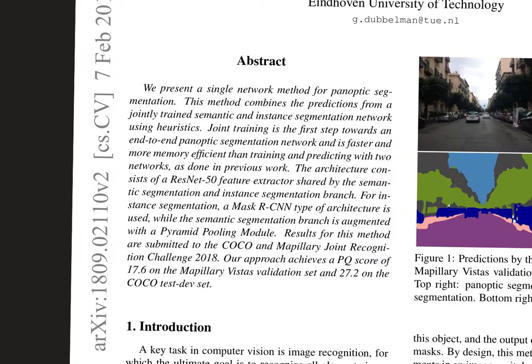The key point here is that this is a single network method. And again, the idea is to combine the results of a semantic segmentation network and instance segmentation network by using heuristics that we'll talk about. It uses a ResNet50 as its backbone feature extractor. And this backbone is shared basically between the semantic segmentation and instance segmentation branches. It uses a Mask RCNN type of architecture for the instance segmentation. And the pyramid pooling module is also used in semantic segmentation. The evaluation is done on COCO and Mapillary Joint Recognition Challenge 2018.